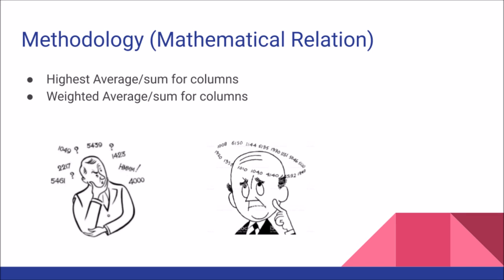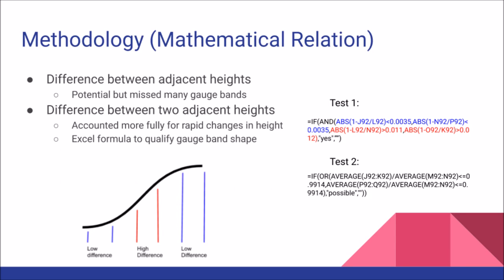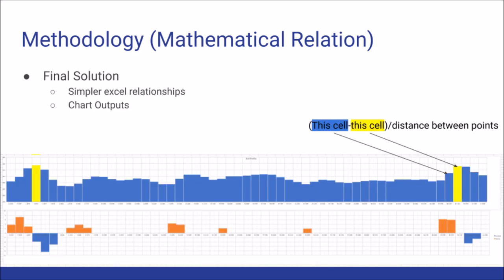The methods we used to try to find the mathematical relation were finding the highest average sum for the columns, and then we tried finding the weighted average sum for the columns. Neither of those worked, and so eventually we moved on to looking at the difference between adjacent heights. If the difference between adjacent heights is greatest, it means it's likely there's a gauge band there. And so moving forward with the actual readout that the operators will receive, it shows the differences between the heights. The current readout that I have just shows the overall profile.